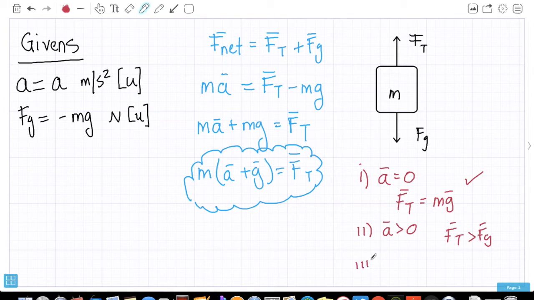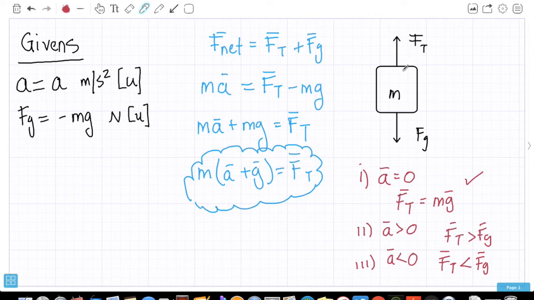And in the third case, what if the elevator is accelerating downwards? Well, if the elevator is accelerating downwards, that means A is negative. And if A is negative, that means that this value is going to be smaller than g, and this whole thing is going to be smaller than Fg. So that means our tension force is going to be smaller than Fg. And that makes sense too, because the force of gravity will be winning. It'll be a longer vector than Ft, and therefore our net force will be down, and that means our elevator will be accelerating down.